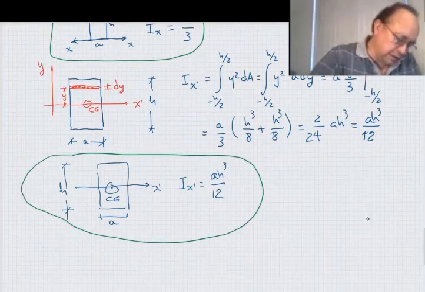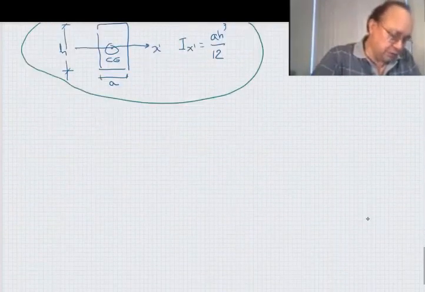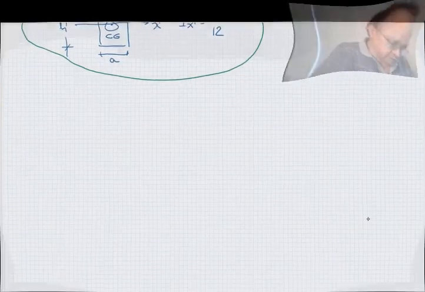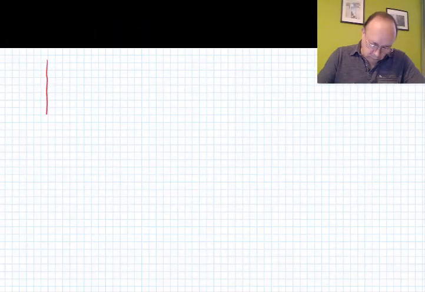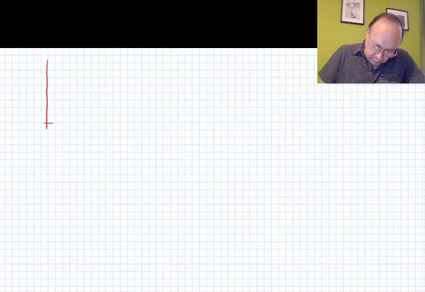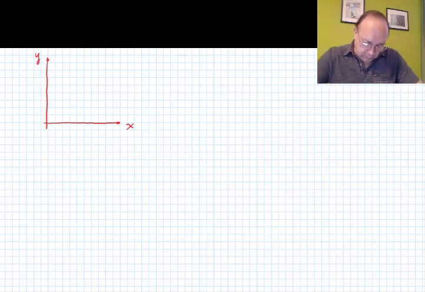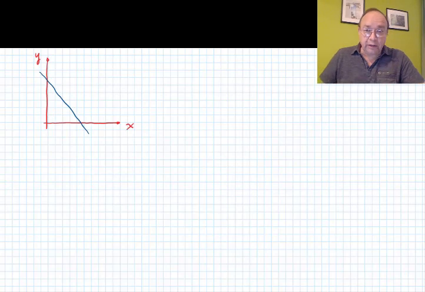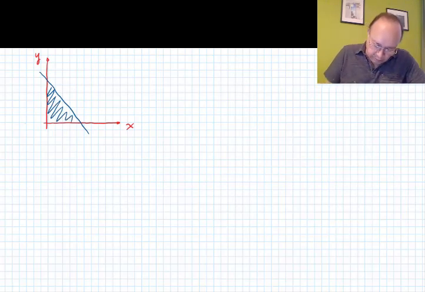Let's do the triangle. Let's do a very simple triangle. This is the triangle here. X, Y. The triangle will be defined by this line. So we're going to work out the moment of inertia of this triangle with respect to the x axis.